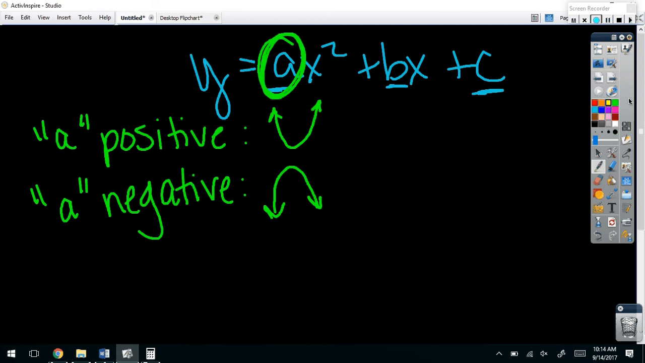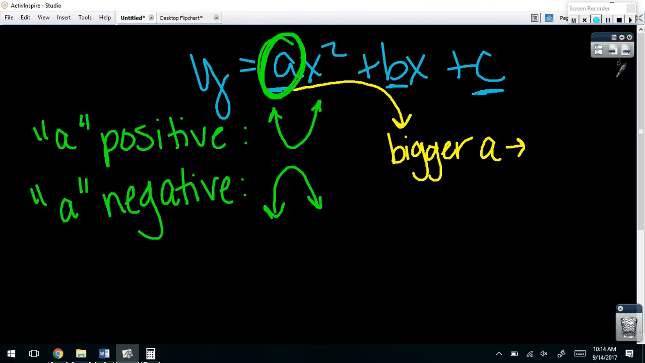Remember I told you how the parabola itself could be real skinny or it could be real wide. A also tells us that. The bigger that A gets, you would think, no, it's skinnier. The skinnier the graph gets. So if you had a really big A, it's going to bring in that real skinny graph like that, okay?